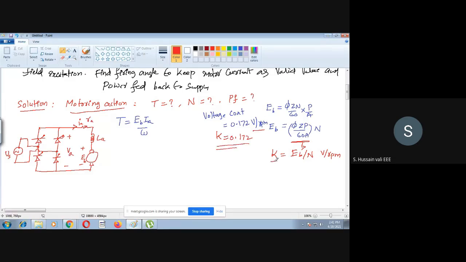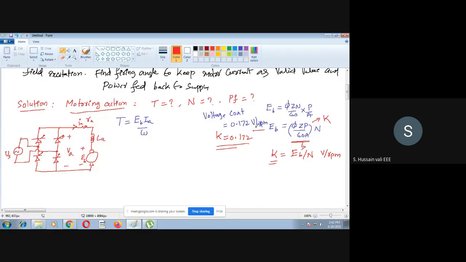Which K here? This K. And what is this K value? K is 5ZP by 60A. This is the K value. And this value has been given as 0.172. Then we'll do one thing.